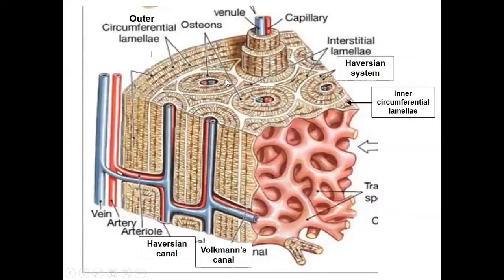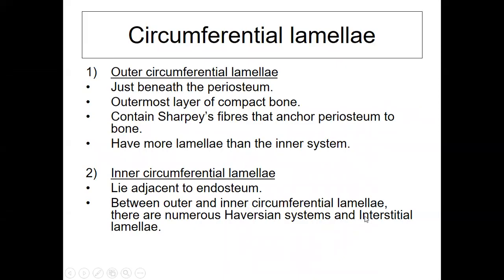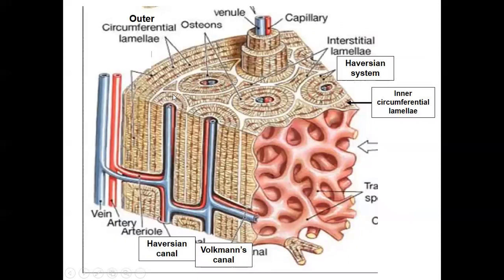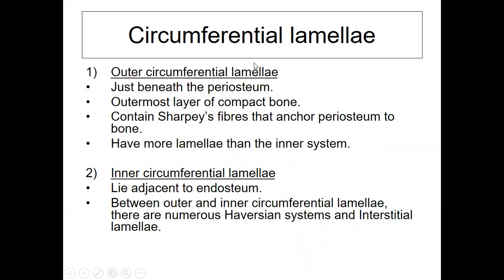If you see here, this is the Haversian system, also known as the osteon. And there is also the presence of the interstitial lamella. If you see here, this is the interstitial lamella between the Haversian systems, between the osteons.